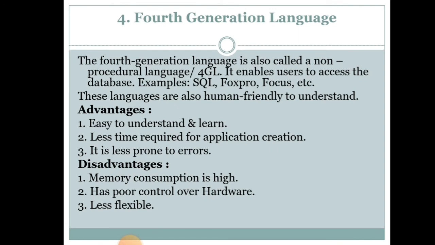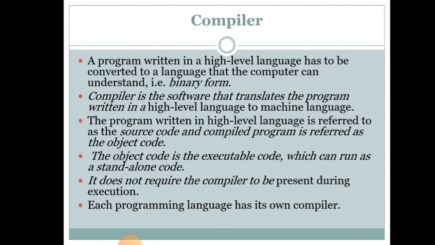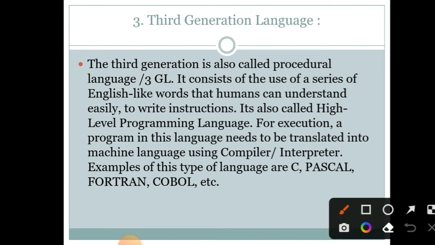Next, fourth generation language. The fourth generation languages are also called non-procedural languages. Non-procedural is nothing but there is no structure. If you observed, third generation languages are known as procedural languages. So these languages contain some specific structure. You need to follow the structure while developing the programs.